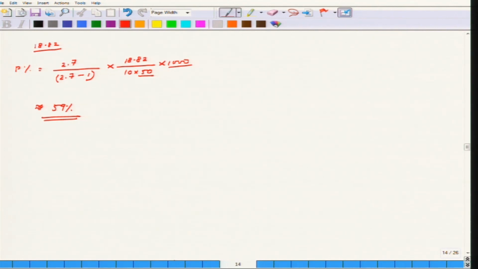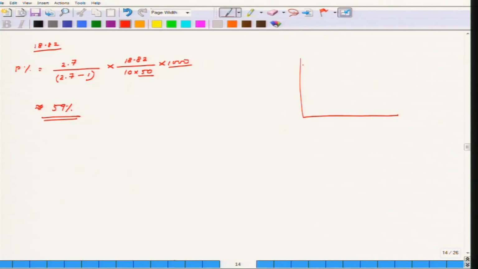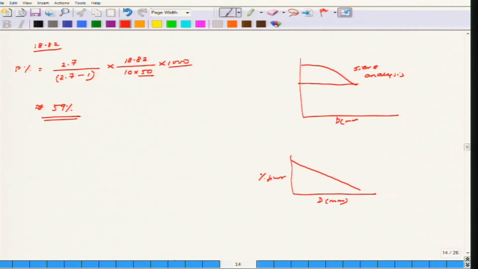Remember that this is only the percentage finer for the hydrometer, but you have to find out the actual percentage finer. Suppose we consider the grain size distribution. The initial part of the grain size distribution is obtained from the sieve analysis, and a part is obtained from the hydrometer readings. This is also percentage finer, and this is the diameter in millimeter. Here also it is diameter in millimeter, and it is the percentage finer. Now you have to connect these two parts in order to get the entire grain size distribution. That is the main objective.